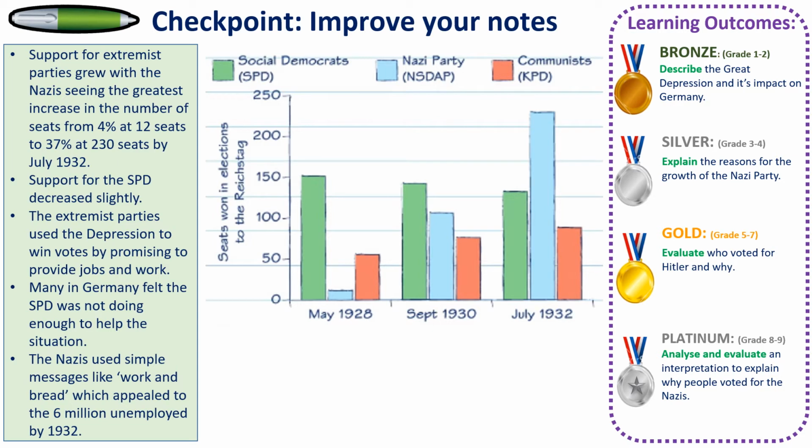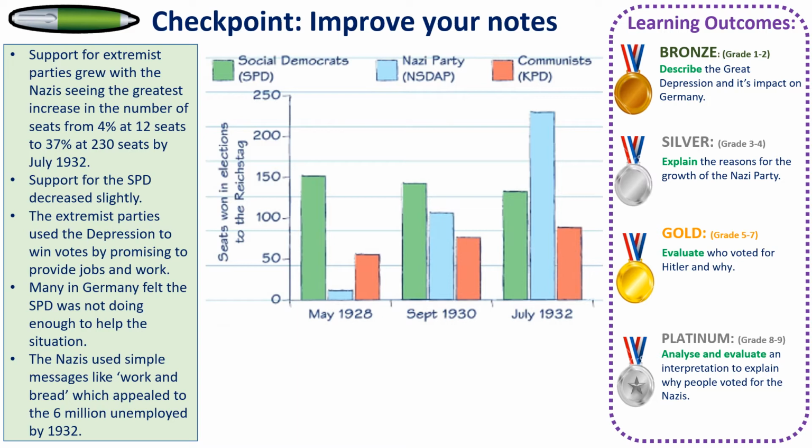What we see over this time period is the actual support for the SPD doesn't fall greatly. It only drops as low as about 120 members. It's the rise of the extreme parties which is the main focus, not the decline of the SPD. We can see the increase in number of seats from 4%, so it's gone up from 12 seats to 37%, which is 230 seats by July 1932. So seat support is growing massively if we look at our blue line and where it starts and where it finishes.